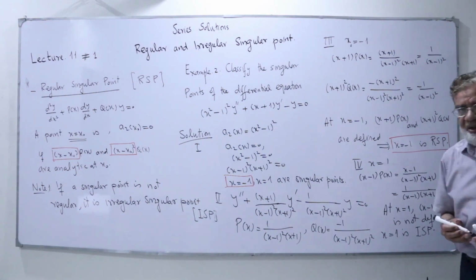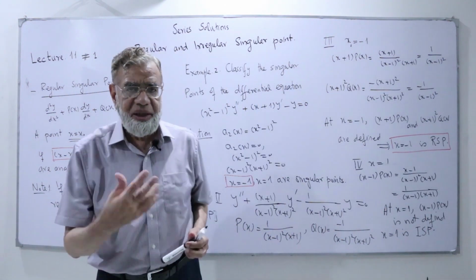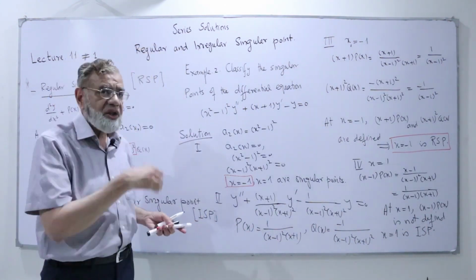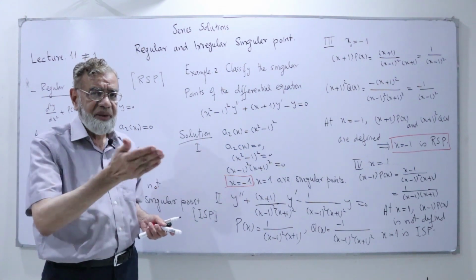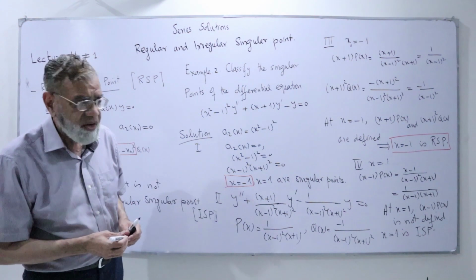one of the functions is not defined, it means it's not analytic. When it's not analytic, that means this is not a regular singular point, it's irregular. We don't need to check the second one, because when any one of them is not analytic, we say this is not a regular singular point.